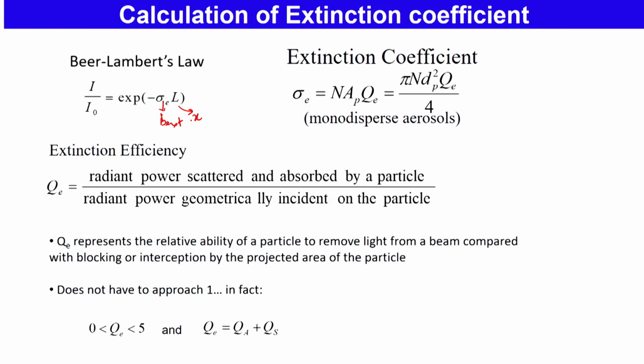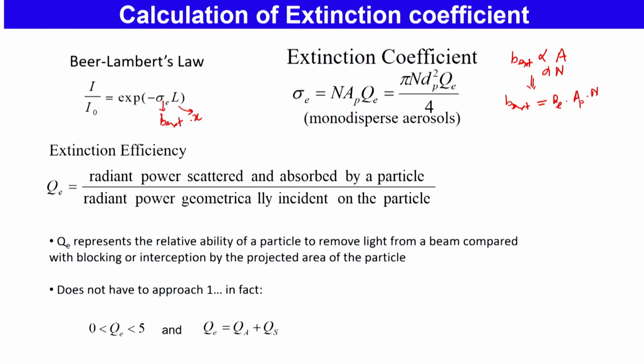And then B extinction is proportional to the geometrical area of the particle, and it is also proportional to the number of particles. If you have more scattering particles, B extinction will be higher. So you can write B extinction equals some proportionality constant, for example Q_E, times A and N.